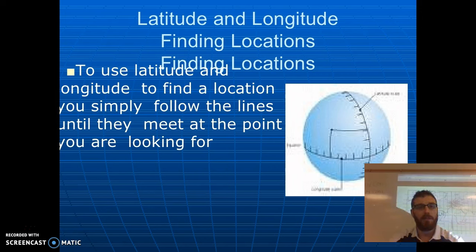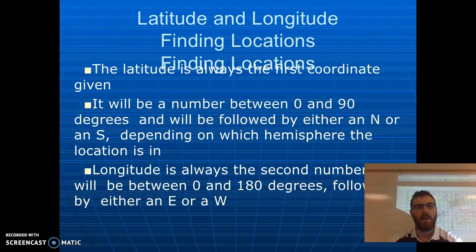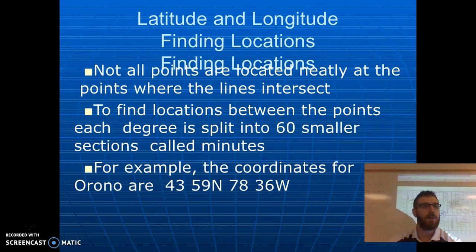We use latitude and longitude lines to find locations, and all you have to do is simply find where the two points intersect, and that will show you the location you're looking for. Remember, latitude is always the first coordinate given, and it will be a number between 0 and 90, and a direction of either north or south. Longitude is the second number given, and it is a number between 0 and 180, and always followed by either an east or a west direction.